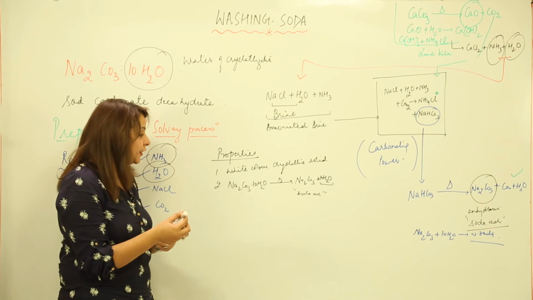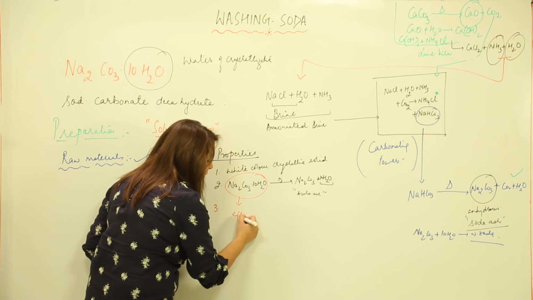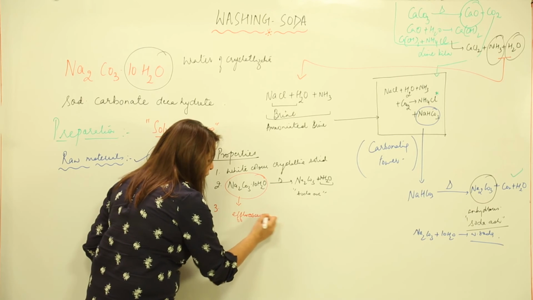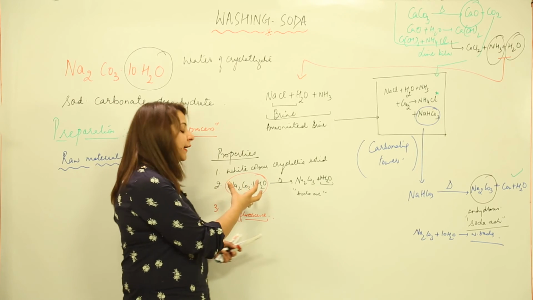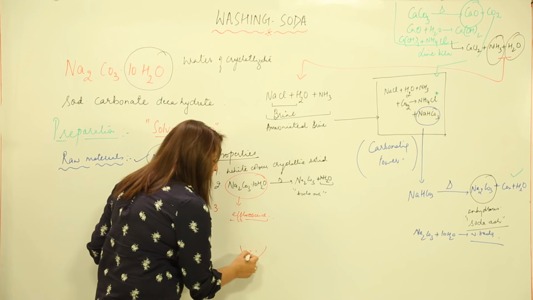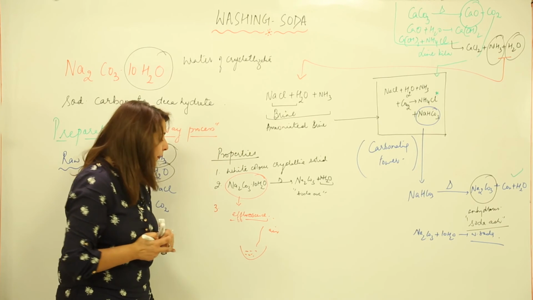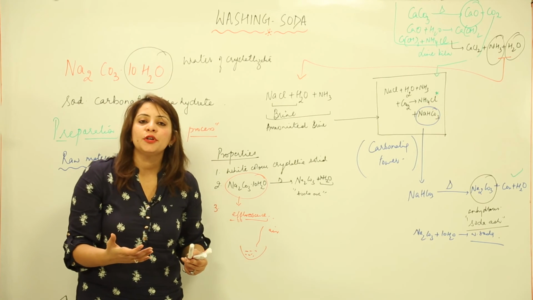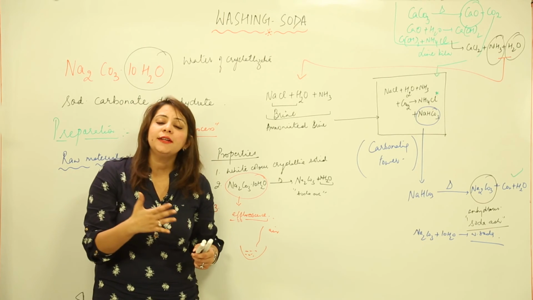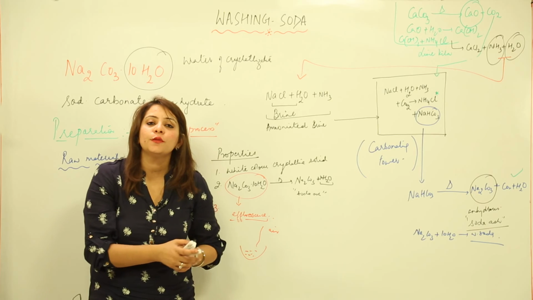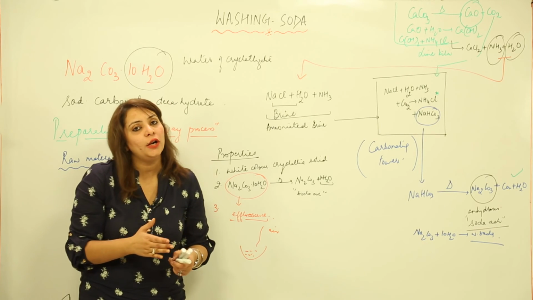Another important property is that it shows efflorescence. What is efflorescence actually? If you take a dish and keep washing soda in it and expose it to air, then with the passage of time, evaporation takes place and the water of crystallization evaporates. But not all the water molecules evaporate; 9 molecules of water of crystallization get evaporated when washing soda is exposed to air, and that is called efflorescence.